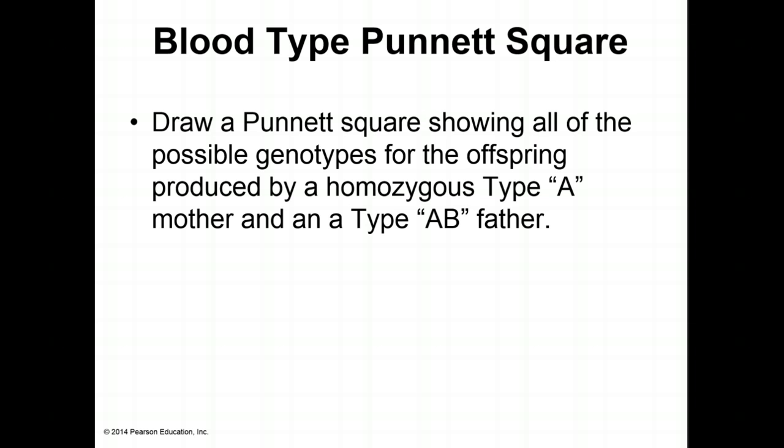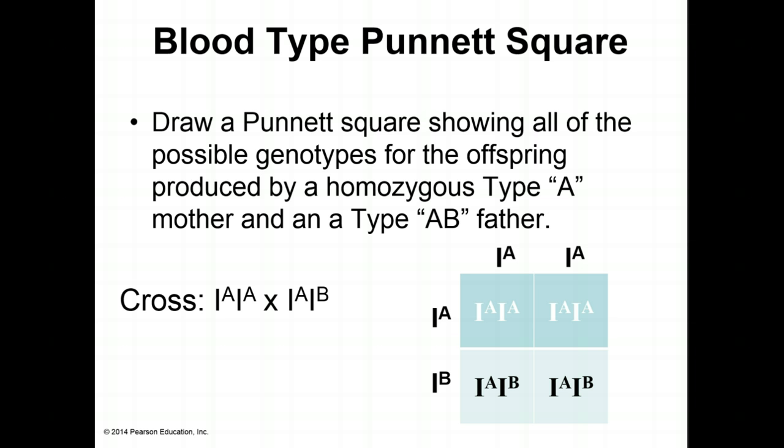On this slide, we have an example of how you would do a Punnett square with blood types. It says, draw a Punnett square showing all of the possible genotypes for the offspring produced by a homozygous type A mother and a type AB father. So what are we crossing here? We're crossing a type A homozygous mom, so we'll write that as IAIA, with a type AB father, so we'll write that IAIB. And let's take a look at how the Punnett square would be set up.